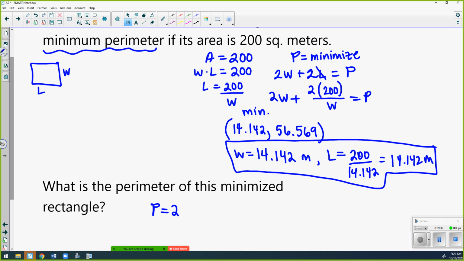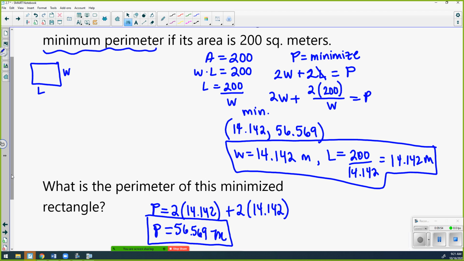Well, the perimeter will be 2 lengths plus 2 widths. And this dimension will be something meters, M for meters. It came up with, oh, you know what, 56.569.